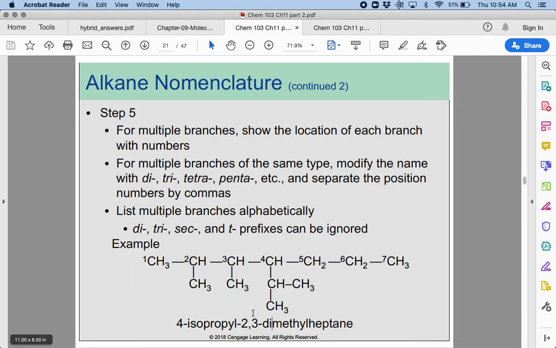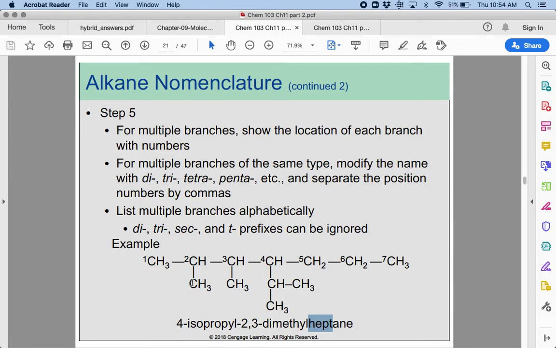I see that is all single bonds, so my ending is going to be ane. And because 7 is the longest chain, it's hept. So I have some sort of heptane. So that takes care of all these guys up here. But I still have to account for these ones down here.